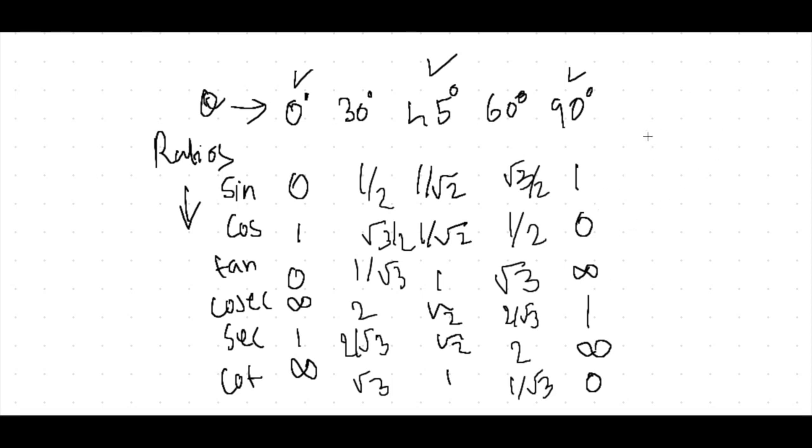And also, if you see, there's some patterns which you can notice here. If you see, it starts with 0, 1 by 2, 1 by root 2, root 3 by 2, and 1, and the opposite of this starts like this. So in the reverse order, so that would be 0, 1 by 2, 1 by root 2, root 3 by 2, and 1. Can you see it? It's the opposite. Yeah, that's pretty much it.